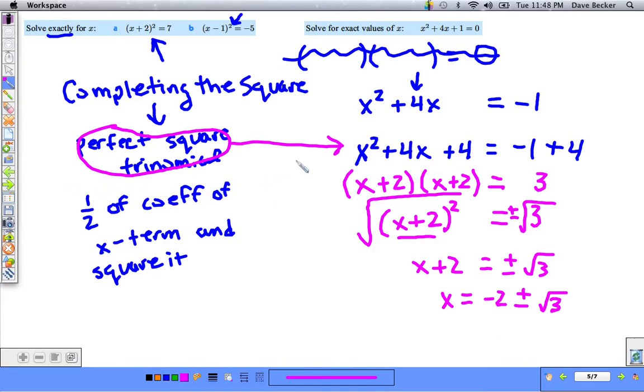Okay, so again, the rules. I take half of the coefficient of the x term. Half of 4 was 2. I squared it. 2 squared is 4, and I added the 4. And what I do to one side, I must do to the other. And then that will always, always, always give you this wonderful situation where you can factor it into a perfect square, or it makes it a perfect square trinomial, and it will always factor into a binomial squared. That's what makes it so wonderful, because those are really easy to solve.